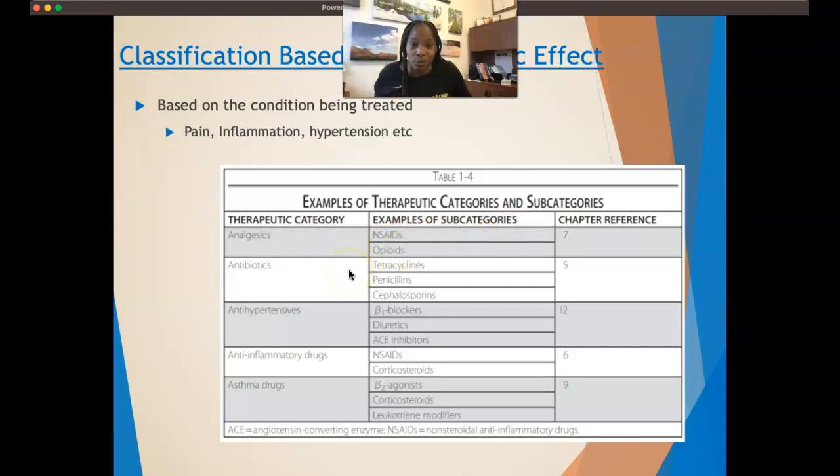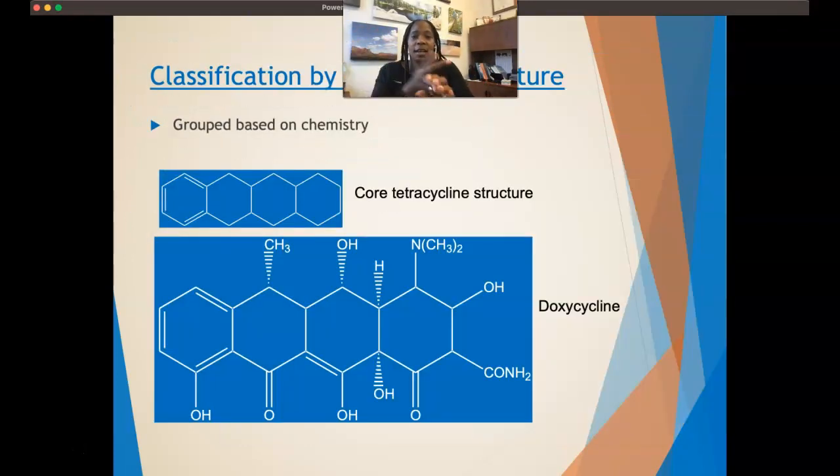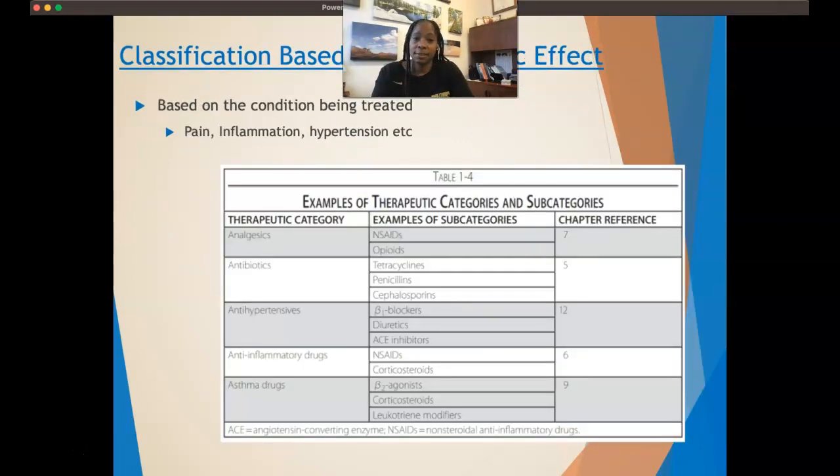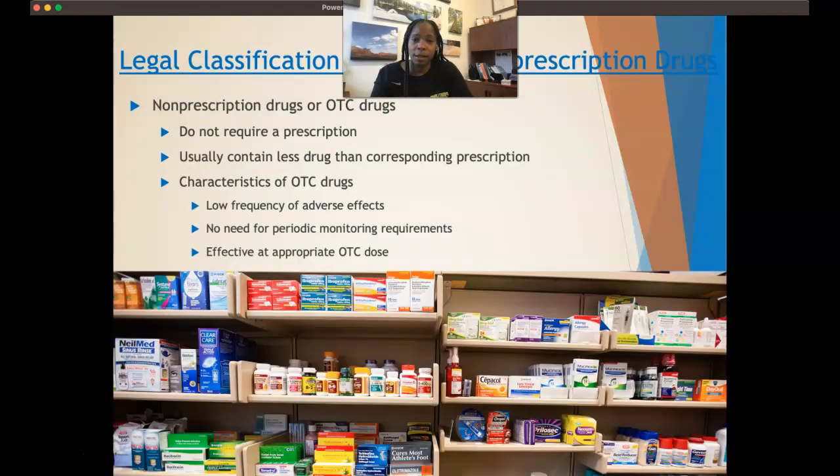Our antibiotics, we know what they're used for, right, to reduce infection within the body. Antihypertensives are going to be used to reduce blood pressure. Anti-inflammatory drugs are used to reduce inflammation. So we can see these are drugs that are grouped based on their therapeutic effect, right? And so all that to say, as you start thinking about drugs, just know that they're most often classified based on their therapeutic effect, their mechanism of action, and or their chemical structure. So just things to think about, other ways to consider drugs as you're starting to think through pharmacology.